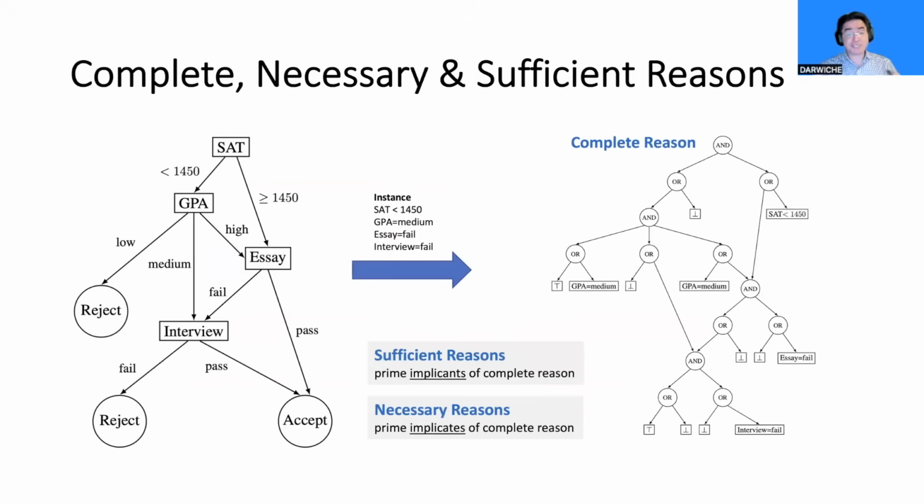So this is the picture that we have now. It's very elegant, very simple. The idea is, and now we have a full theory, right? You take your classifier, you compile it into class formulas. Once you have the class formulas, you can compute complete reasons from their prime implicants and implicates. You can get sufficient and necessary reasons, and you get to do all of these wonderful things.